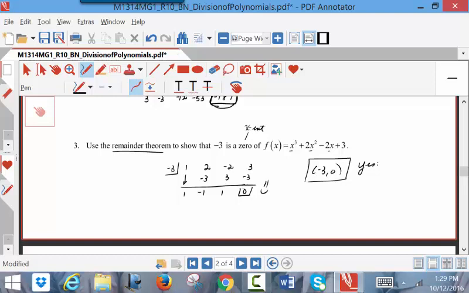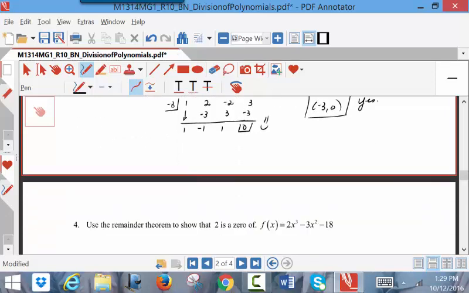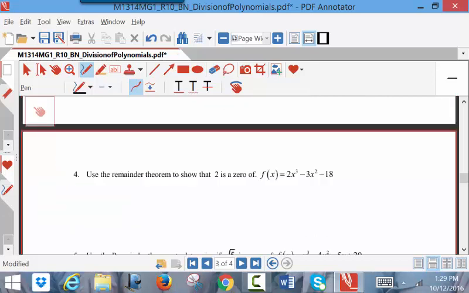Okay, so when it says use the remainder theorem, you get in there and do synthetic division and see what happens. Okay, don't hesitate. Here's another one. Use the remainder theorem to show that 2 is a 0 of that. Okay, this means through synthetic division, my remainder better be what? A 0. There we go.